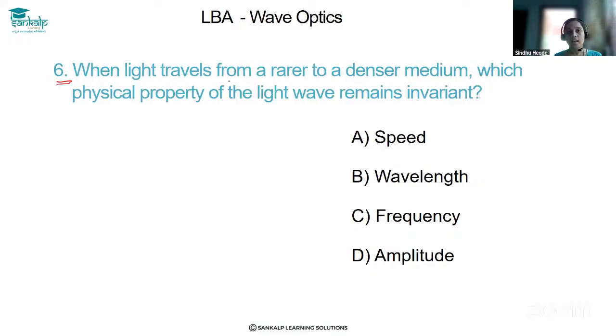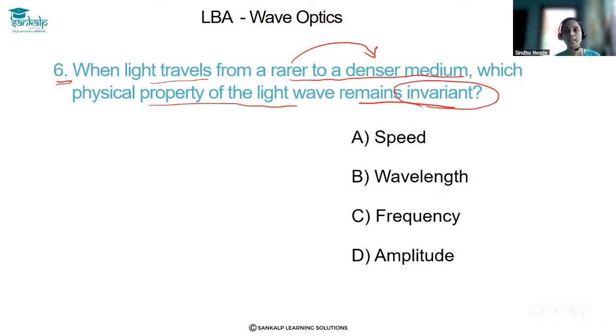Let us see question number 6. When light travels from a rarer to a denser medium, which physical property of the light wave remains invariant? Option A, speed. Option B, wavelength. Option C, frequency. And option D, amplitude. The question is, when light travels from rarer to denser medium, out of these four physical properties, which one remains invariant? Invariant means it does not change.